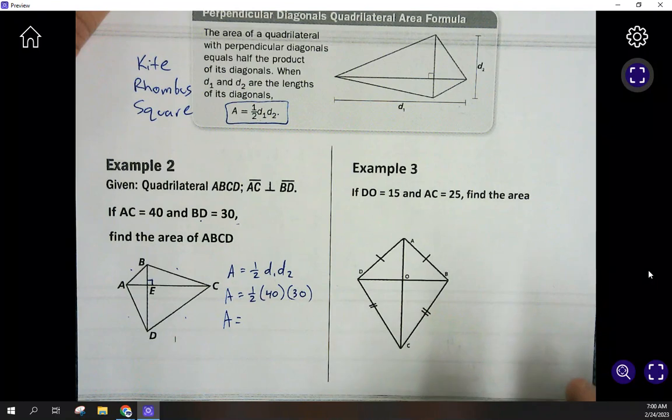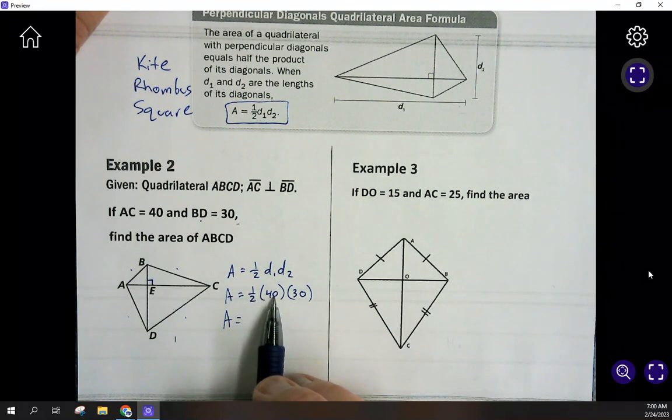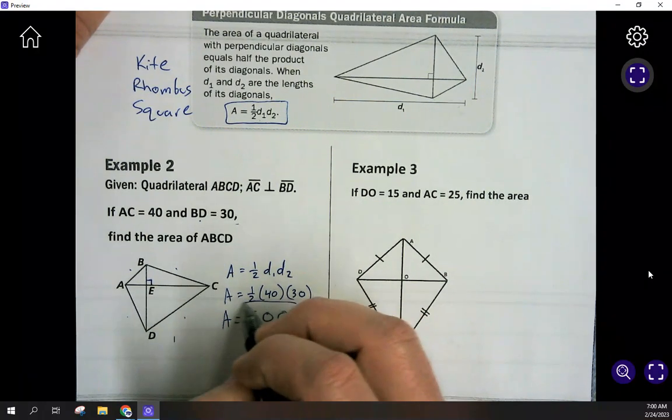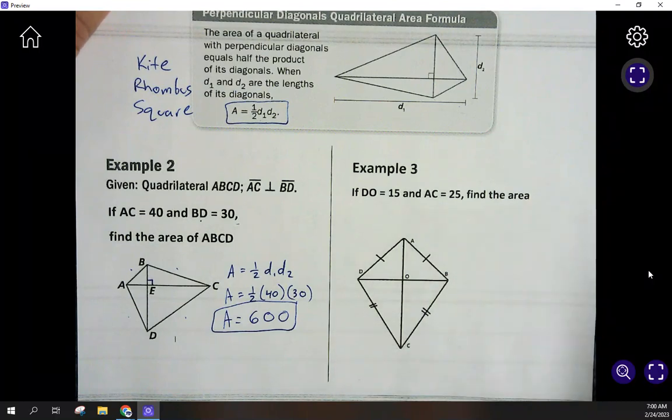I have enough information, this is your basic problem, to just run it straight across. So half of 40 is 20. 20 times 30 is 600. So there's your basic use of that formula.